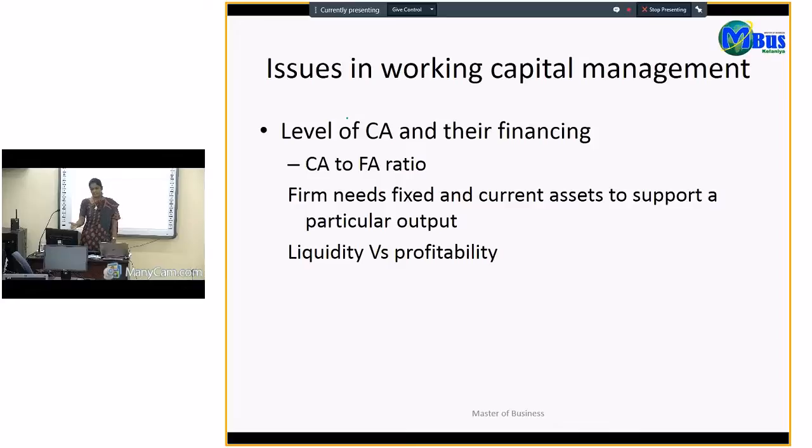As I said before, if we do not maintain the right amount of fixed asset and current asset ratio, the firm will be facing liquidity or profitability problems, right?